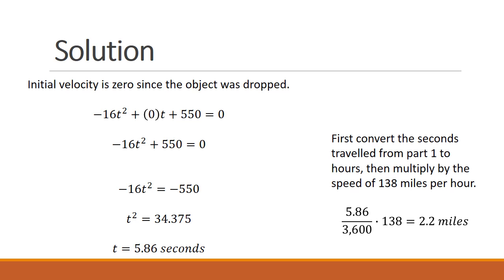Now, what we're going to do is we are going to convert the seconds into hours and then multiply by the speed of 138 miles per hour to get the answer to the second part. We convert the seconds to hours by dividing 5.86 by 3,600, and then we multiply that by 138 for a final solution of 2.2 miles.